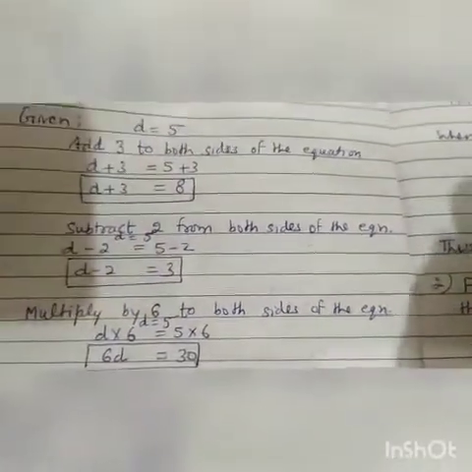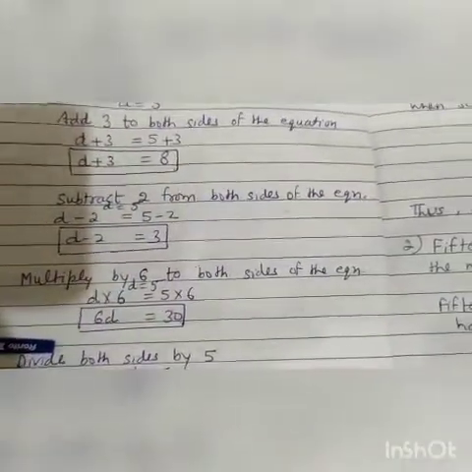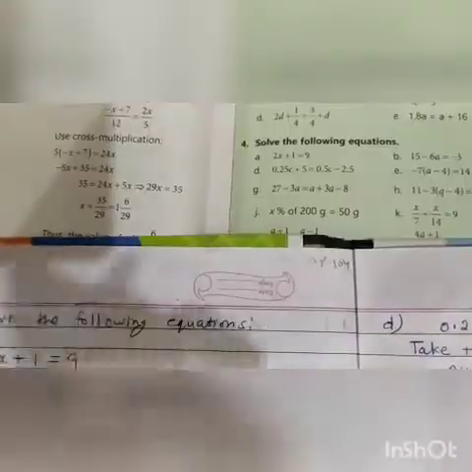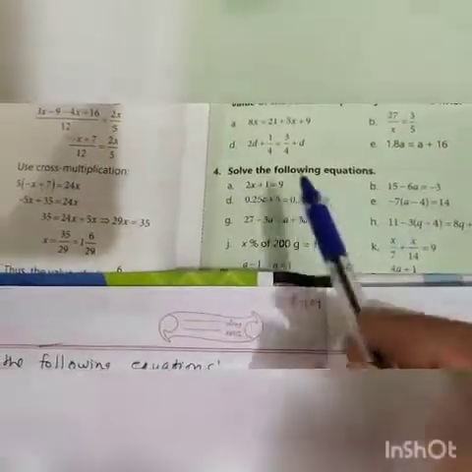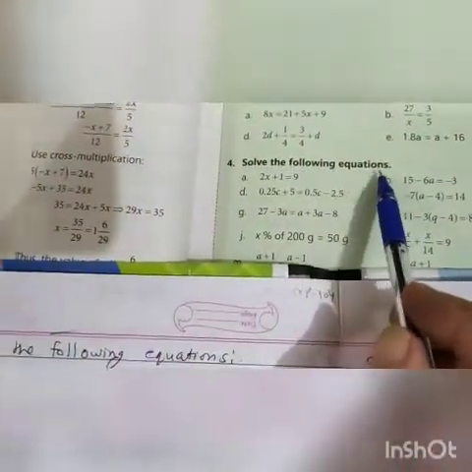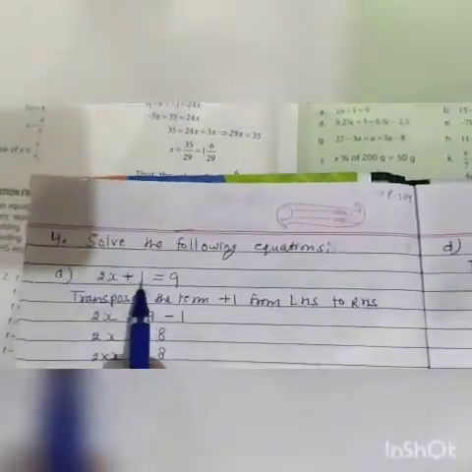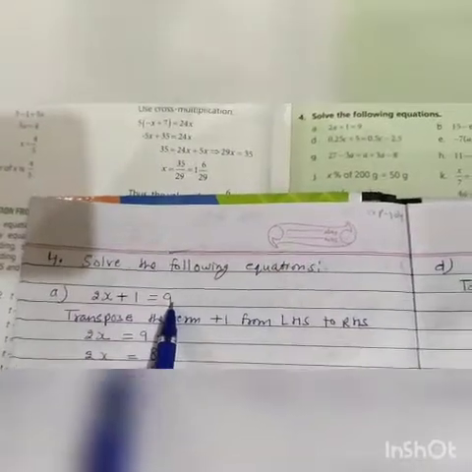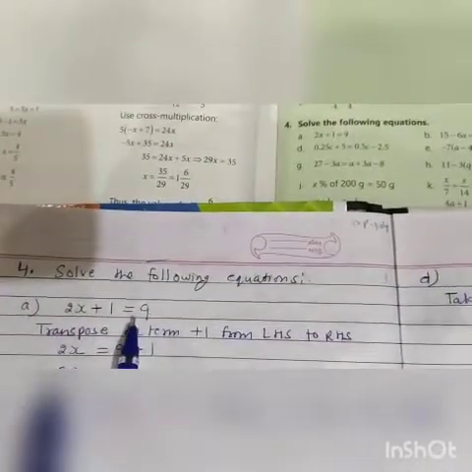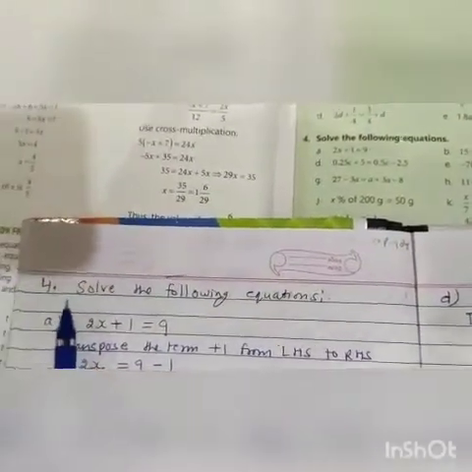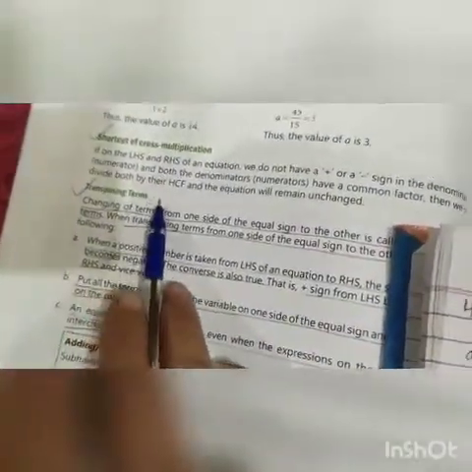Now I am starting question number 4. Question number 4 is, solve the following equations. A part is 2x plus 1 is equal 9. Students, here in this question number 4, we are using transposing method, which is given in your books on page number 104. See here, transposing terms.